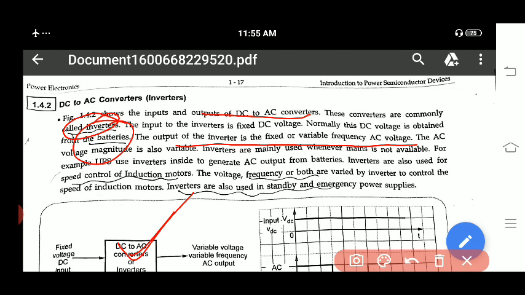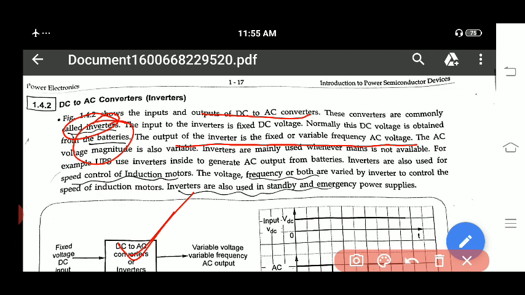You will get output as a fixed or variable AC voltage. AC voltage magnitude is also varied according to our requirement. Inverters are mainly used whenever mains is not available. Whenever main supply is not available, you can use that. So for example, in UPS you can use that.